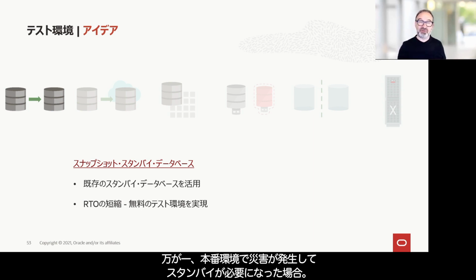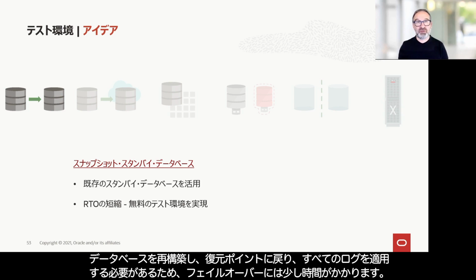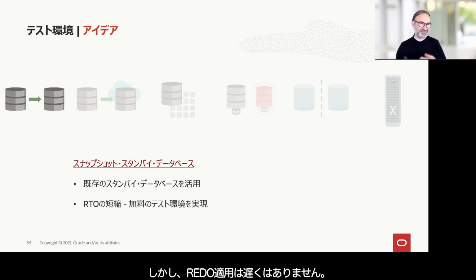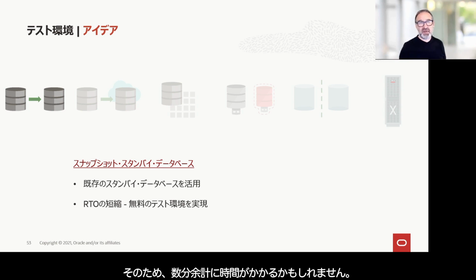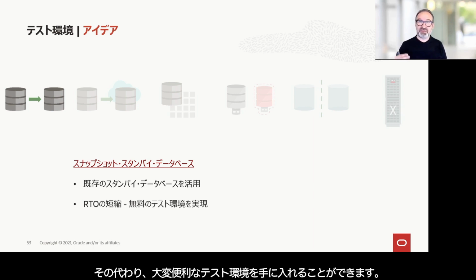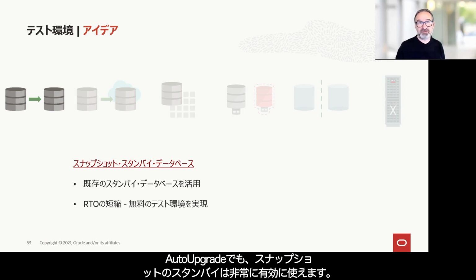In case you would need your standby because of disasters happening on production, then the failover will take a little bit longer because the database has to be reconverted, go back to the restore point, and then apply all the logs. But redo apply is not slow. Redo apply usually is very fast. And so you may have a few extra minutes, but in exchange, you have a super cool test environment. Even AutoUpgrade can be very well used on our snapshot standby.